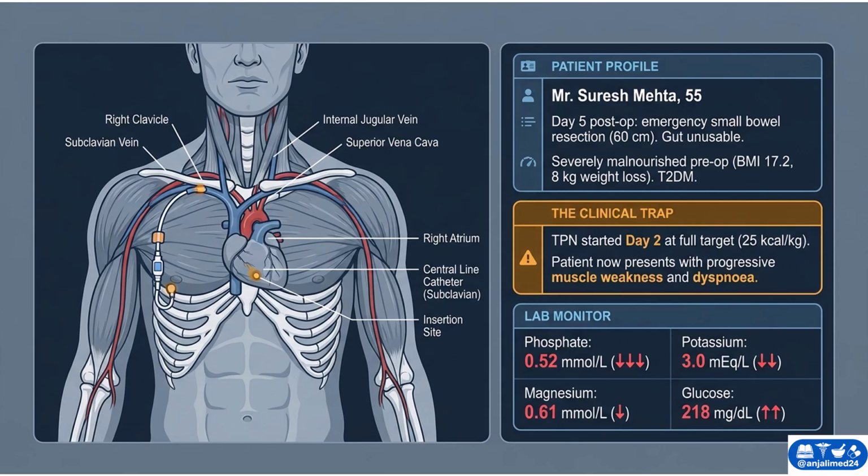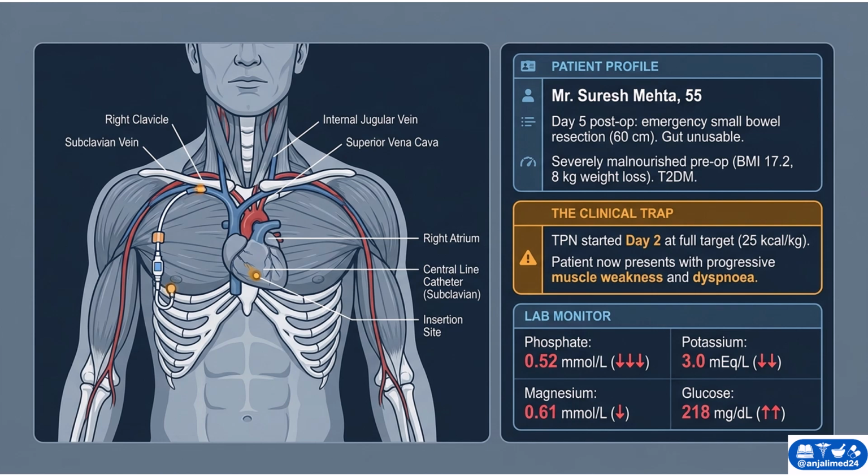Let's begin with a real ICU scenario. Meet Mr. Suresh Mehta, a 55-year-old man who is 5 days after emergency small bowel surgery. His gut is temporarily unusable, so he was started on TPN through a central venous catheter. He was already severely malnourished before the surgery, with significant weight loss, a low BMI, and type 2 diabetes. TPN was started early at the full target calorie requirement.